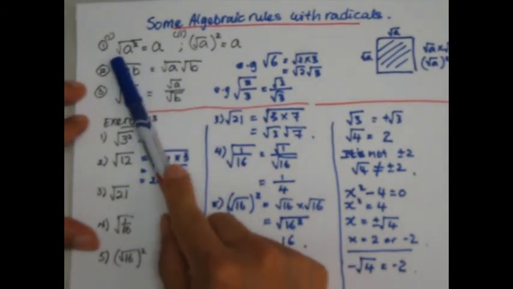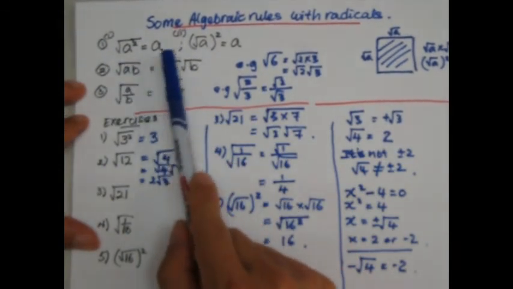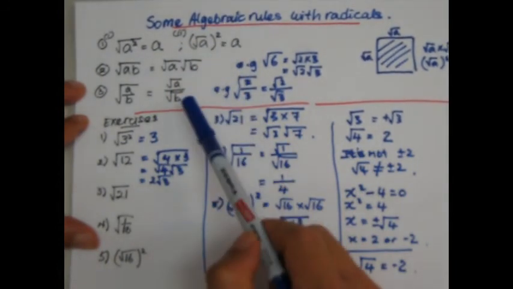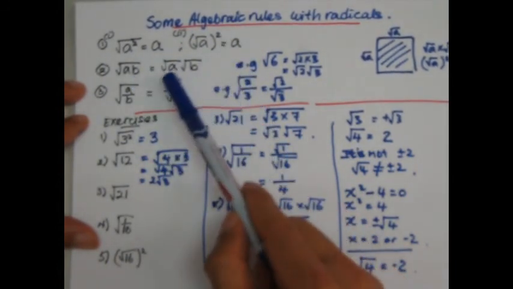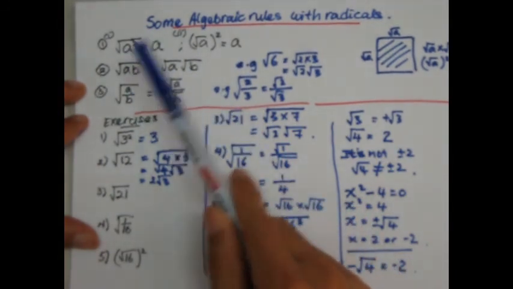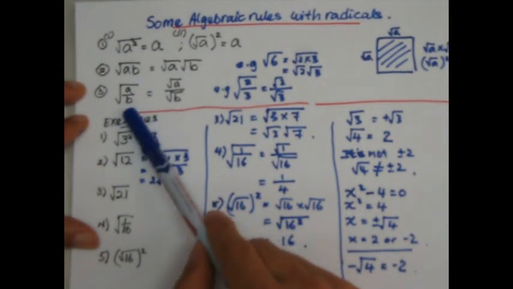As a recap, you need to remember these rules. The square root of a squared is a, and square root of a, everything squared, is also a. And the square root sign, or radical, can be distributed to each of the terms in a product and each of the terms in a fraction.